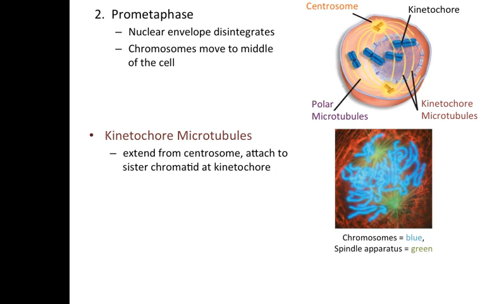Once kinetochore microtubules are attached to each sister chromatid at the kinetochore, the chromosomes start to move to the center of the cell due to the continued movement of each centrosome to the opposite poles of the cell.